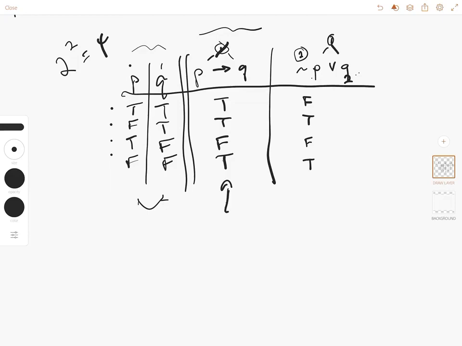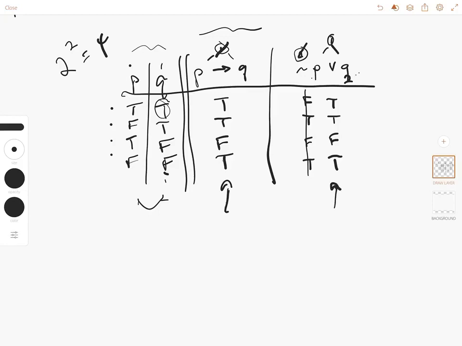For the first row, not P is false, and when you look up Q over here, it's true. So false or true yields true. For the second row, not P is true and Q is true. So true or true gives us true. For the third row, not P is false, Q is false. So false or false gives false. And for the last row, not P is true and the value of Q is false. So the output is true or false. That gives us a true. So now we're finished with the level 2 values.